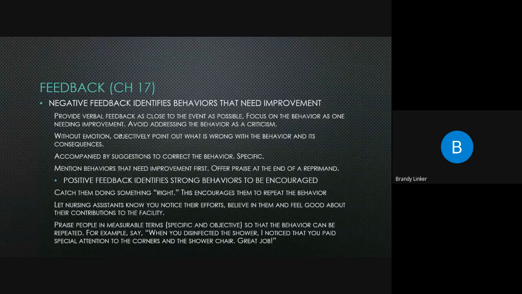Okay. We talked about feedback earlier. Make sure you don't have any emotion when you do it. Just make sure it's objective. Make sure you say something good about them before and after the criticism. See, positive feedback identifies strong behaviors. Be encouraged. Anything that the people you're leading are doing that you want them to continue, please let them know that.